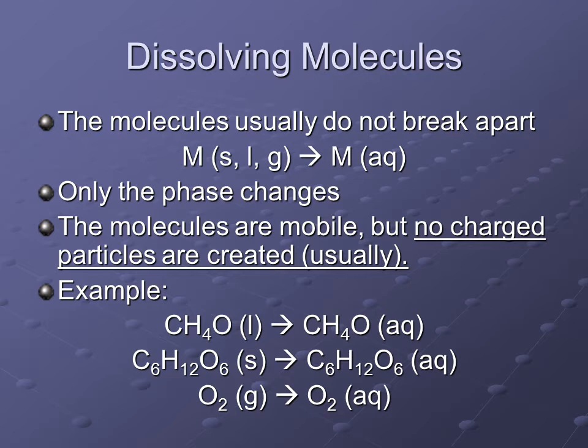Now, once the molecules are in the aqueous phase, they will be mobile. They can move throughout the solution, but there are no charged particles. You notice on the M here, there is no charge. So that means there is no dissociation. And again, there are a few random exceptions, but you don't need to know about that. So let's look at a few examples.